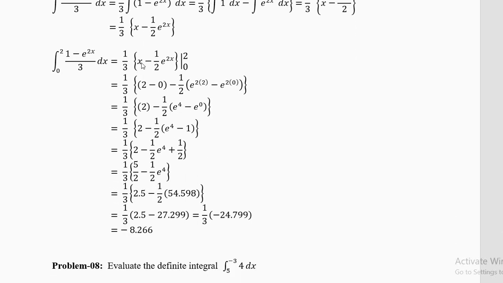The first one is easy. x going from 0 to 2, you'll get 2 minus 0, which is 2. Keep copying the 2 in several steps. The second one is minus half e power 2x going from 0 to 2.